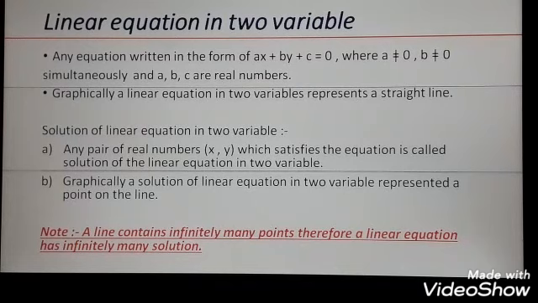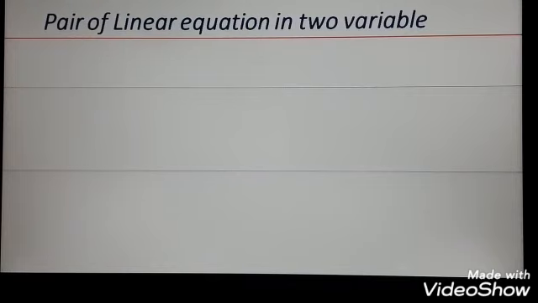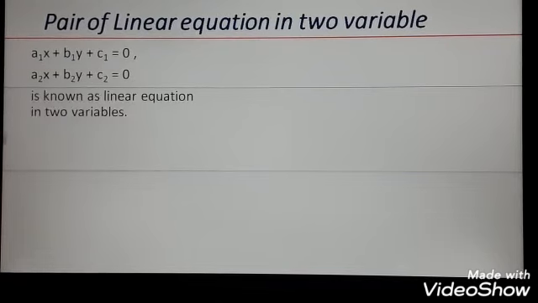But in class 10th, we are going to study about pair of linear equations. Pair means you'll have two equations of the similar type. The first one is a1x plus b1y plus c1 equal to 0, and the second is a2x plus b2y plus c2 equal to 0. This pair is known as linear equations in two variables.